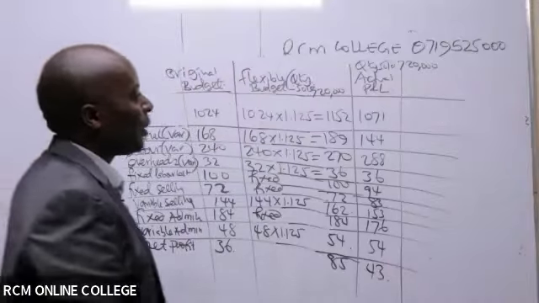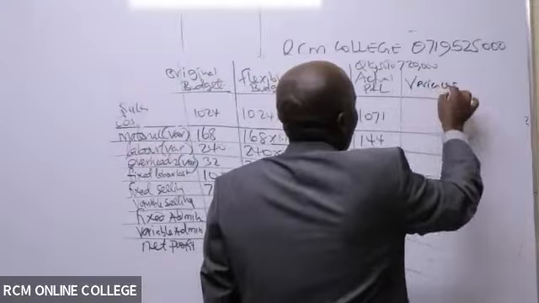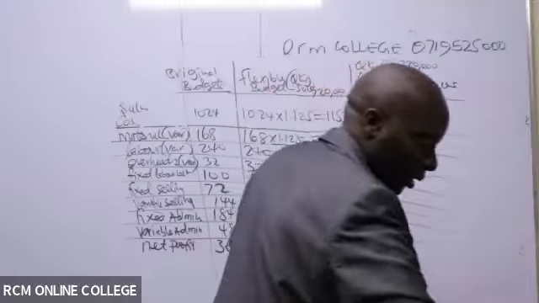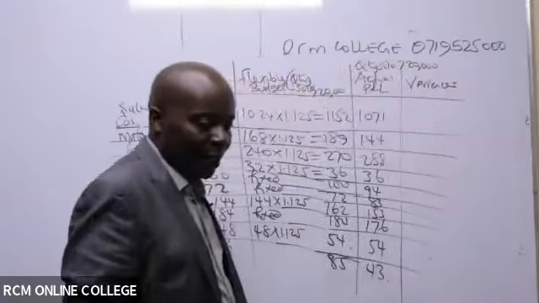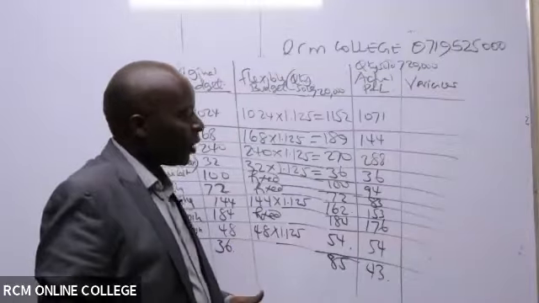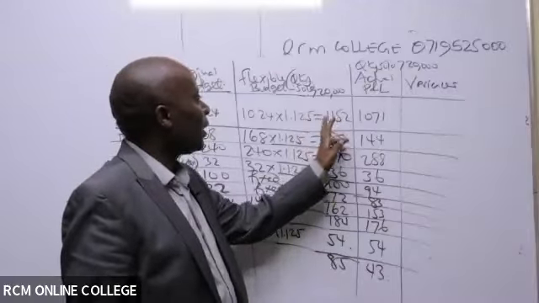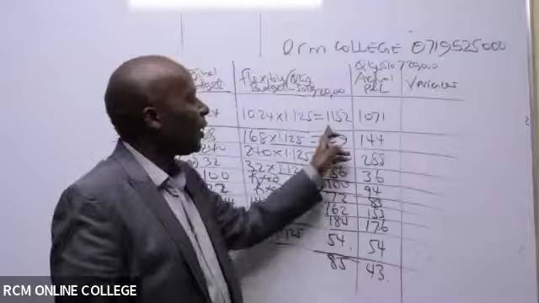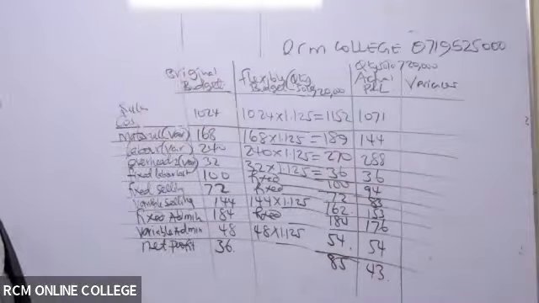Now create the last column of variances. Once you're done, I can see Frida finished. I can see Juliana finished. So now variances, we are basically taking, like for sales, this minus the actual. So 1152 minus 1071.